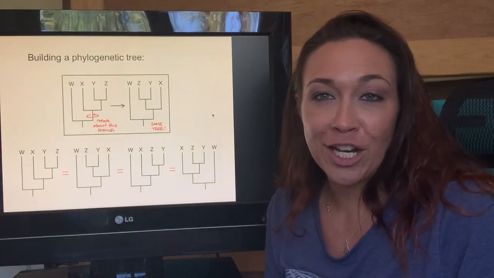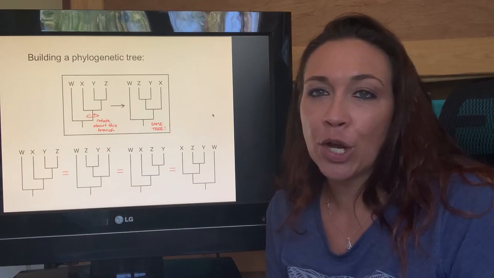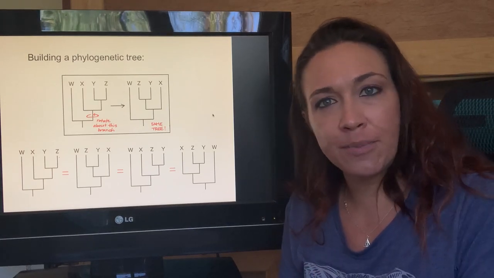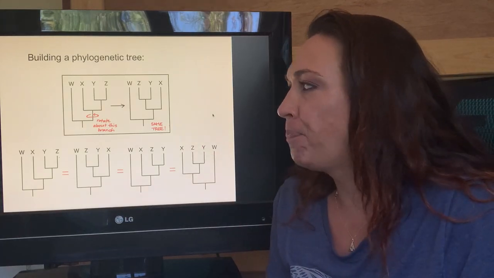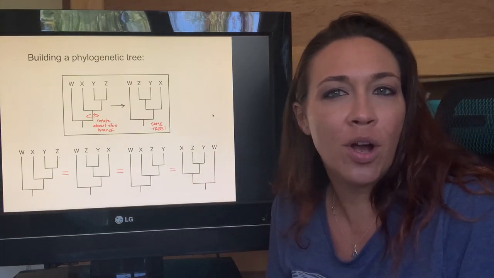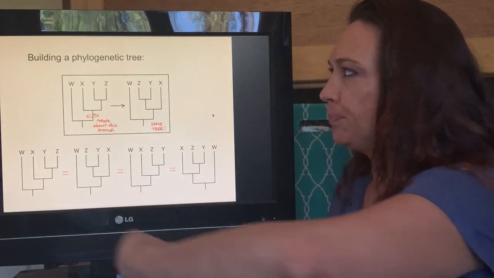Now, when you're building a phylogenetic tree, there's not necessarily a wrong way. Remember what I told you: you want the fewest nodes and the fewest little characteristics that separate each one. But it's not necessarily wrong however you draw it. So let's go for this one.